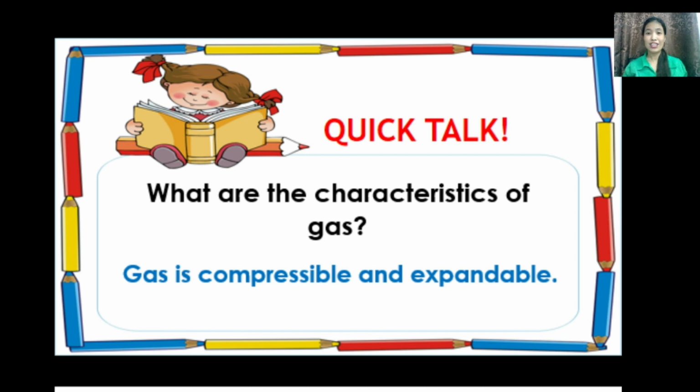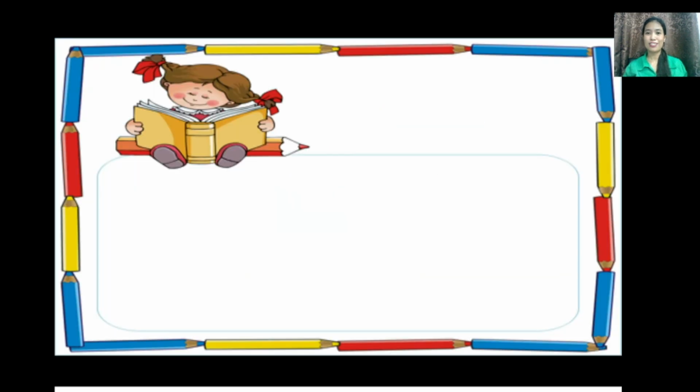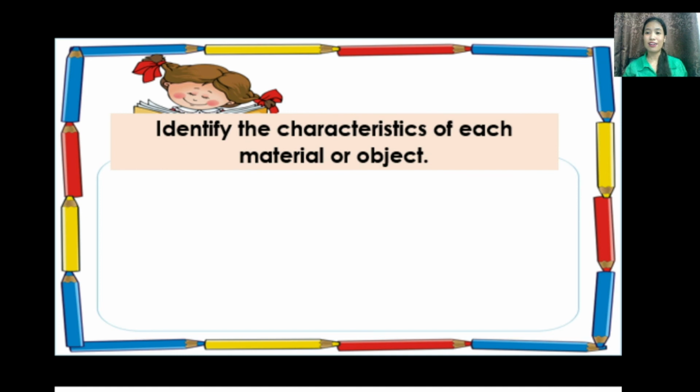Okay, so to test your understanding, let's practice. Identify the characteristics of each material or object. The first one, we have egg. What characteristic does the egg exhibit? That is brittleness. Number two, wood. Okay, that is strength or tenacity.